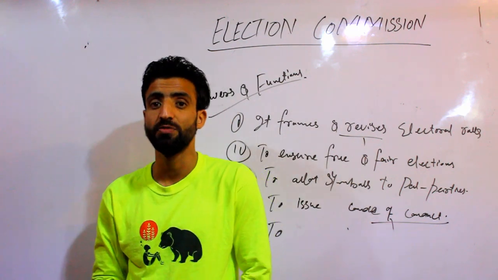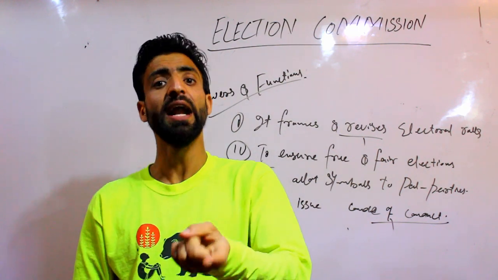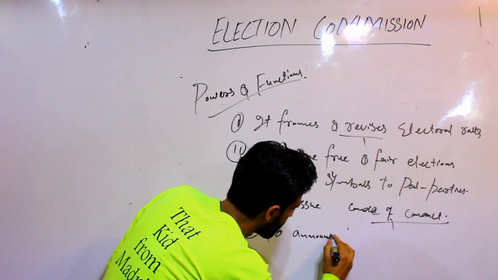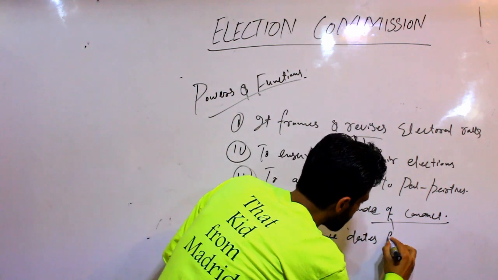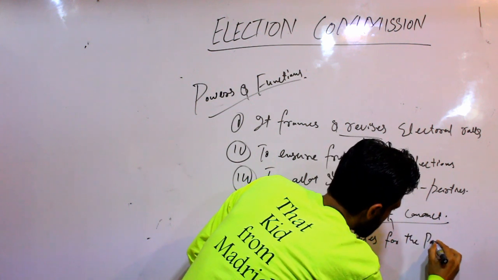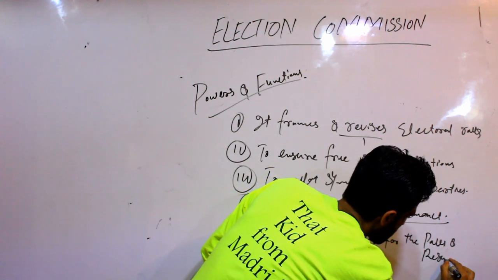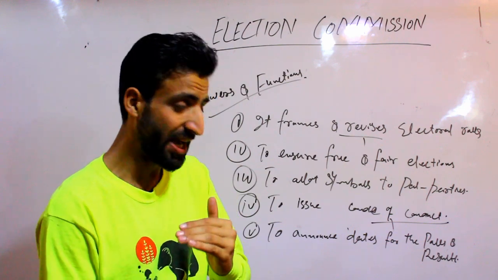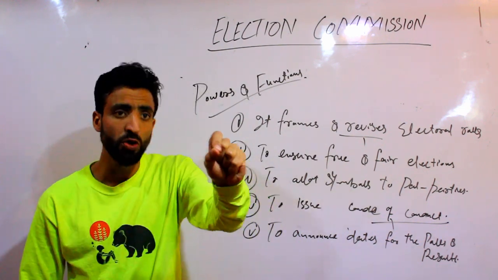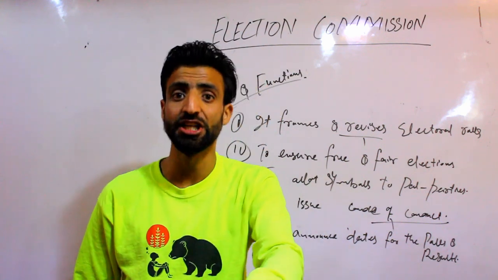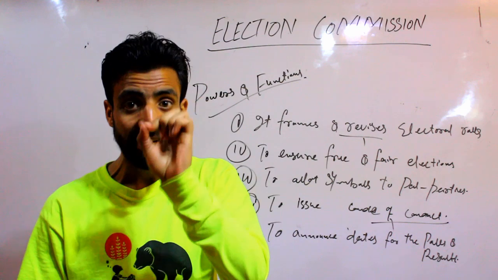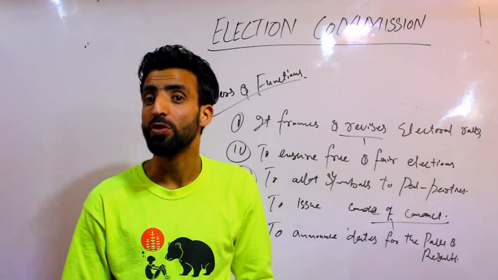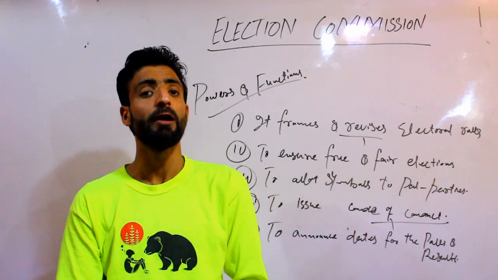Another important function of Election Commission is to announce dates for the polls and to announce the results. हमारे इलेक्शन कमीशन का काम क्या है? When a particular election in the state legislative assembly or the parliament is going to happen, the date is issued by Election Commission of India, and when the results would be declared, और ये डेट भी इशू कौन करता है? इलेक्शन कमीशन. और इवन रिजल्ट्स इटसेल्फ आर डिक्लेयर्ड बाय इलेक्शन कमीशन.